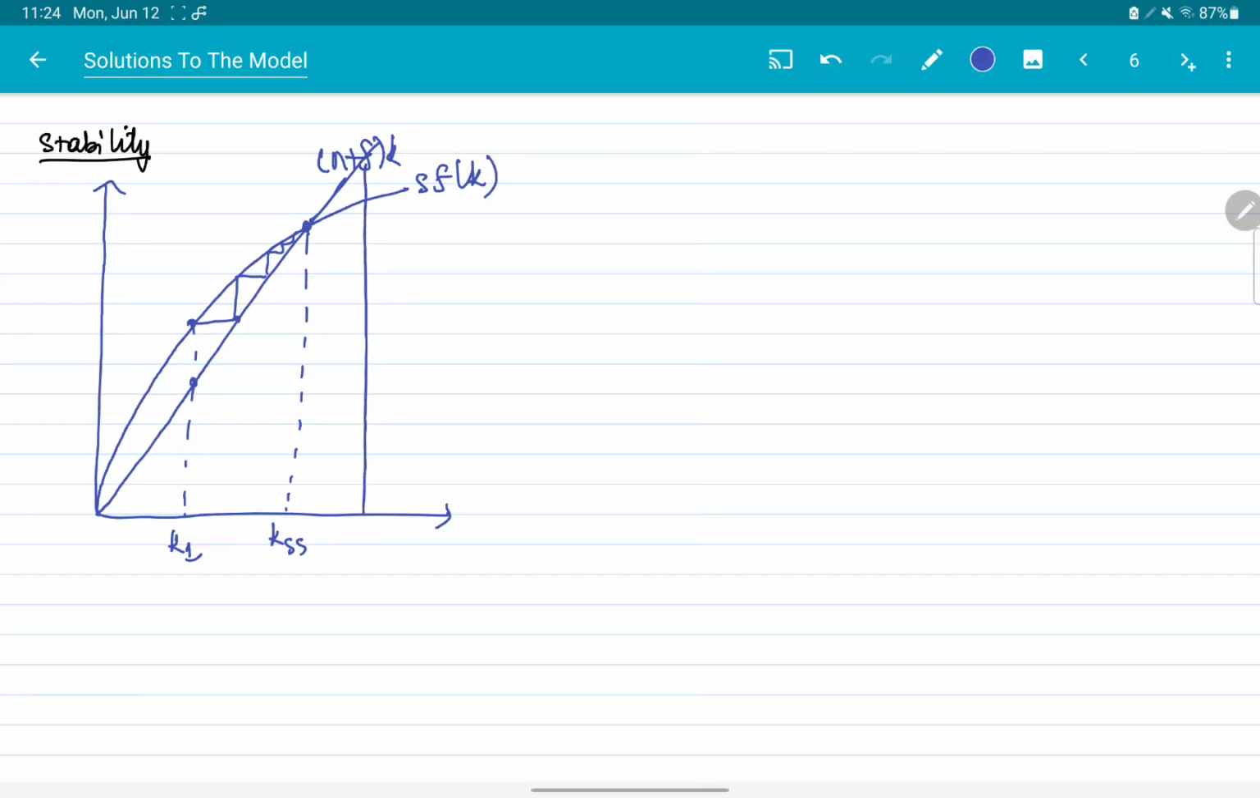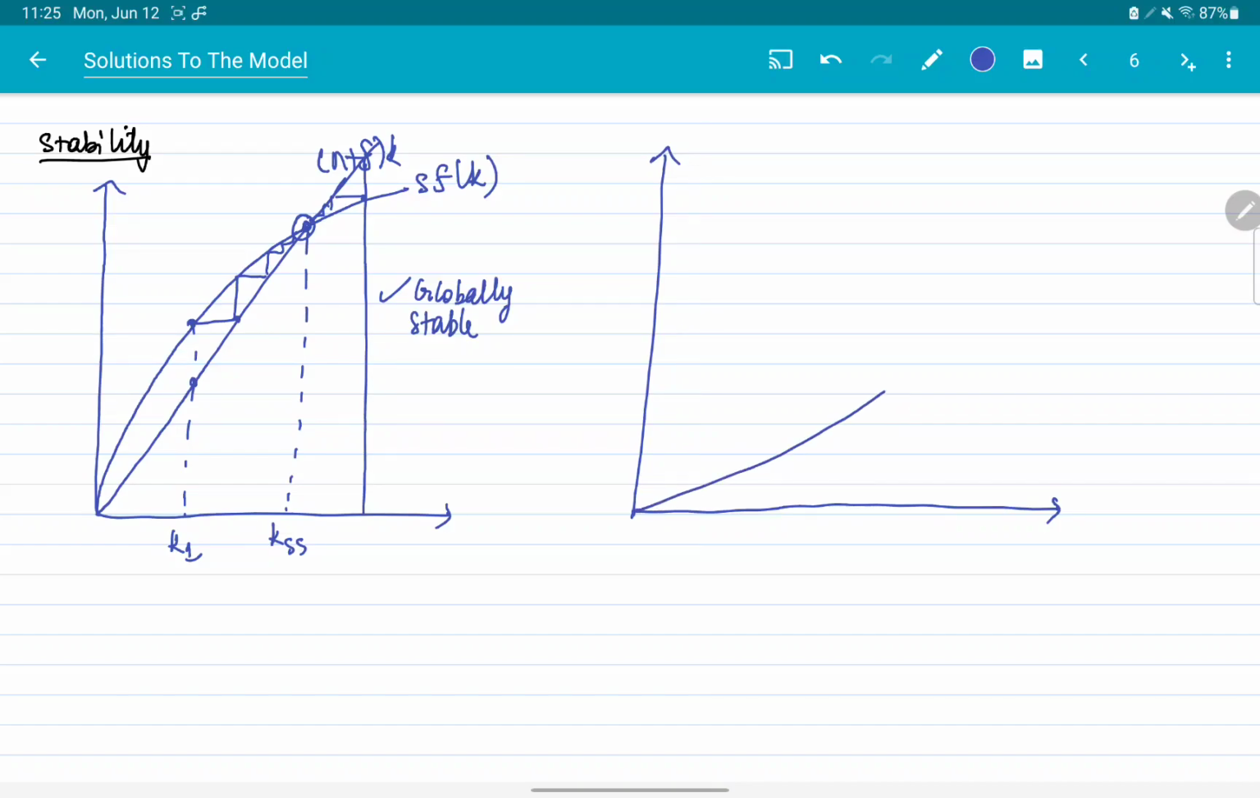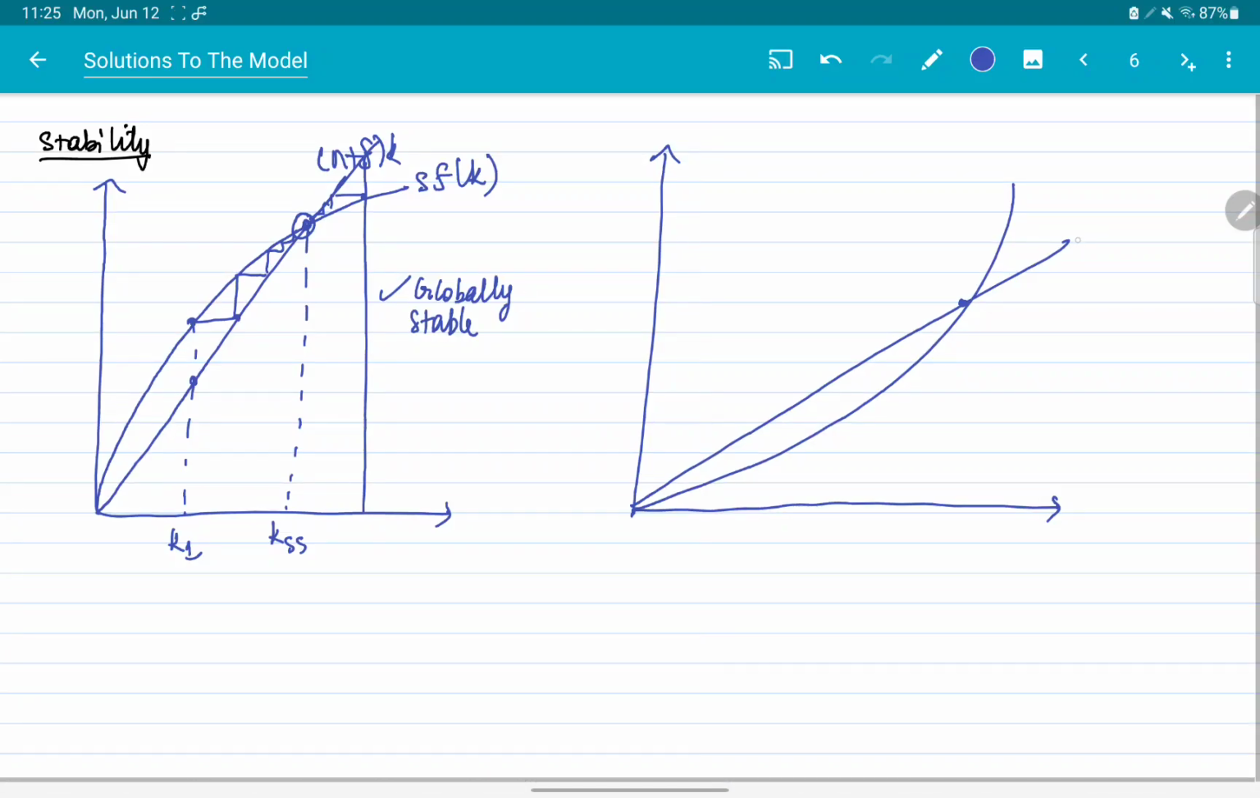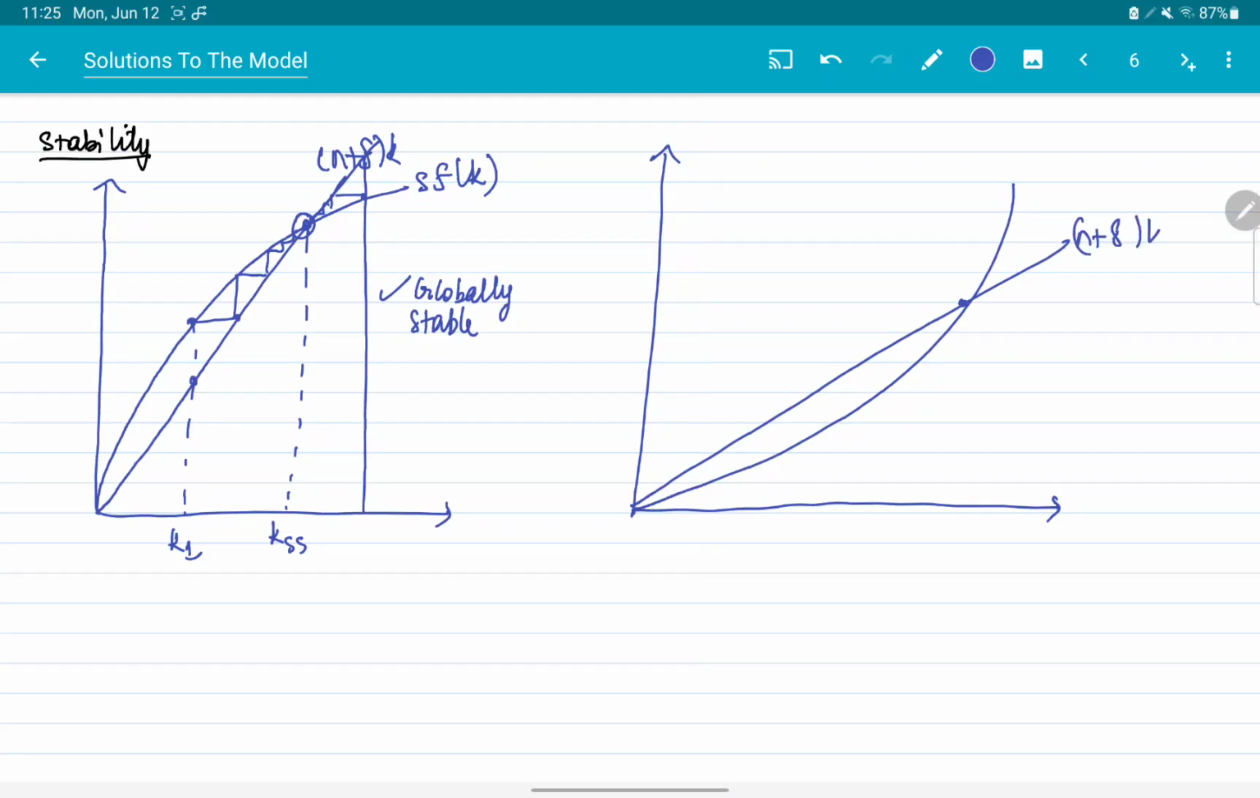I don't want to get too in depth into this because you probably know this already. Similarly, if capital per worker is too high, at this point net investment is negative and you go back and reach here. So this is globally stable. Convex production functions do not give you globally stable steady states, right? Insofar as they exist; if they don't exist, there's no question of stability anyway.